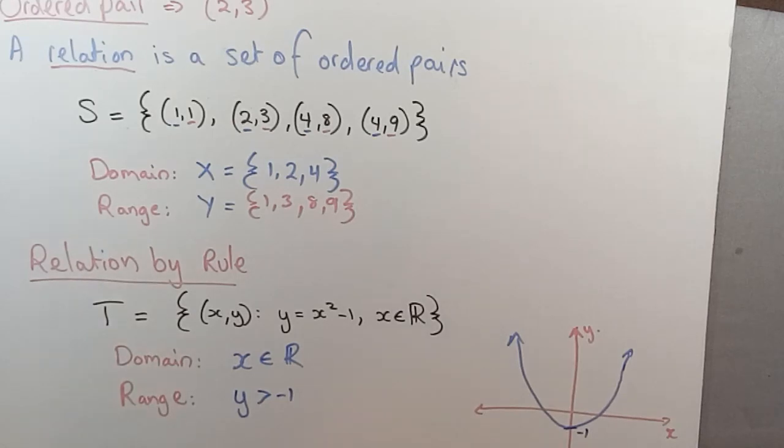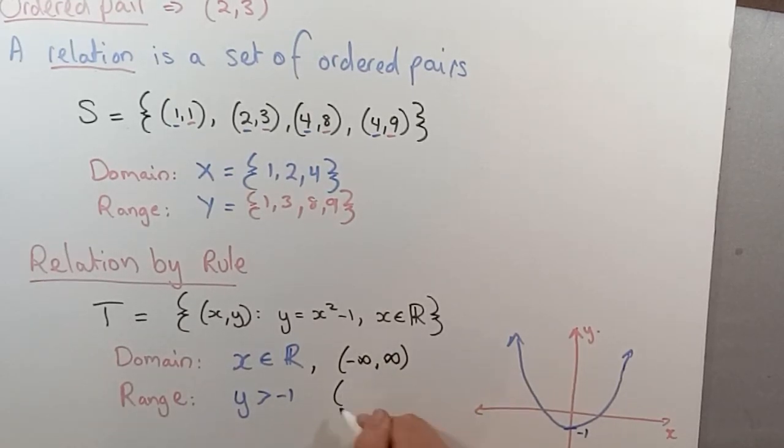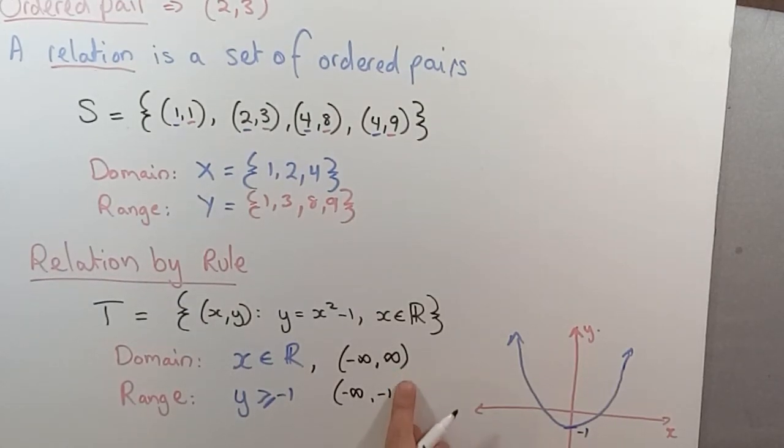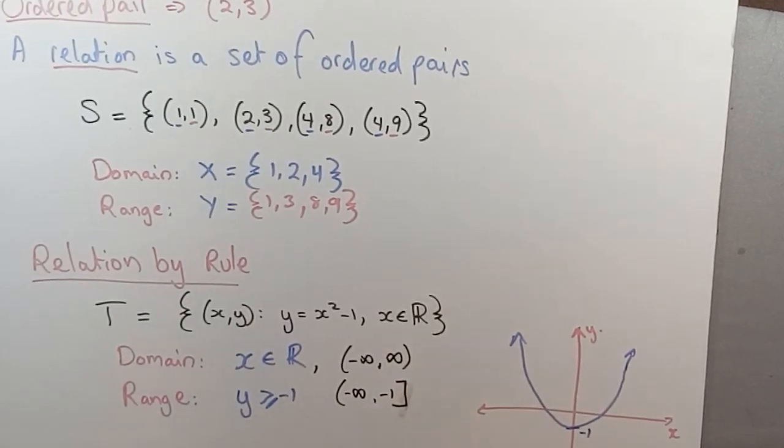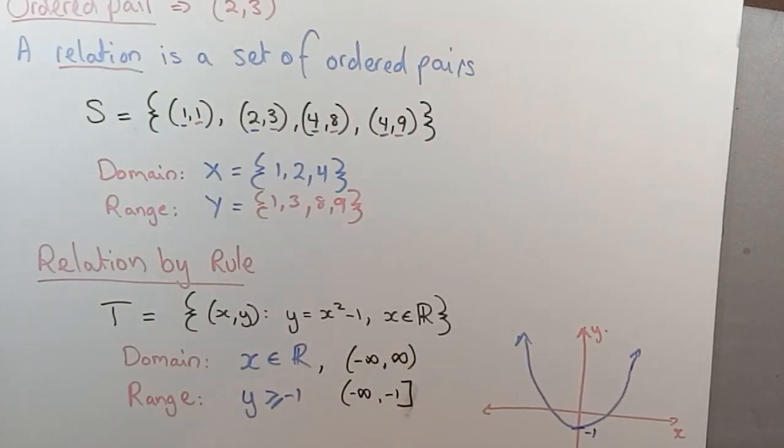We could write that. We could also write it in interval notation. We could write from -infinity to infinity. That's the same thing. Or we could write from -infinity to -1. Oh, I've made a little mistake here because the -1 is included. So I need to have included -1 there, and this becomes a square bracket. So that's really important to make sure you're getting that right. Okay, next slide.